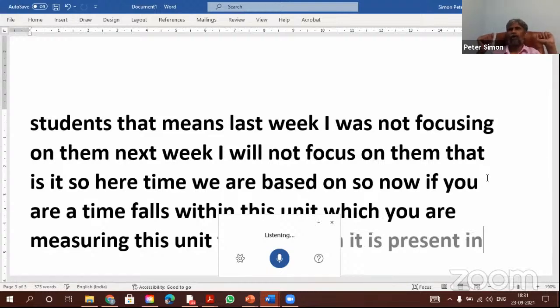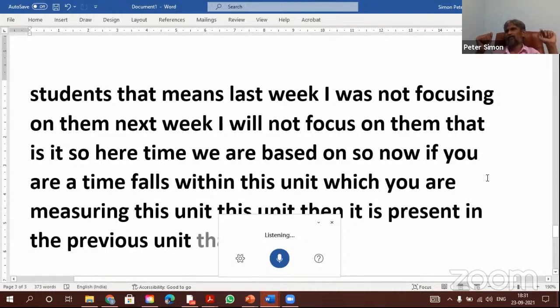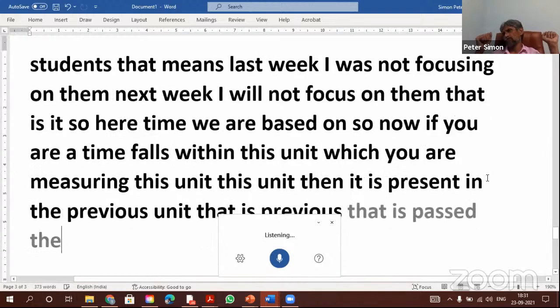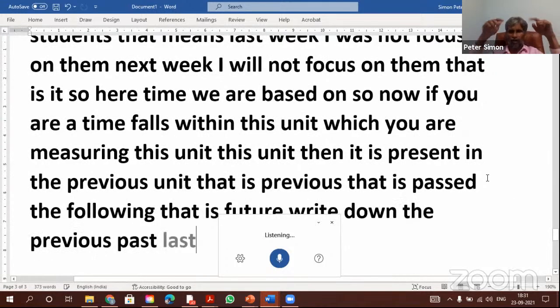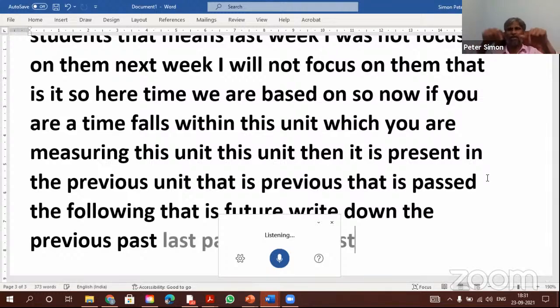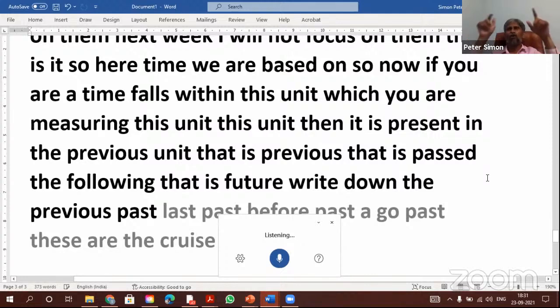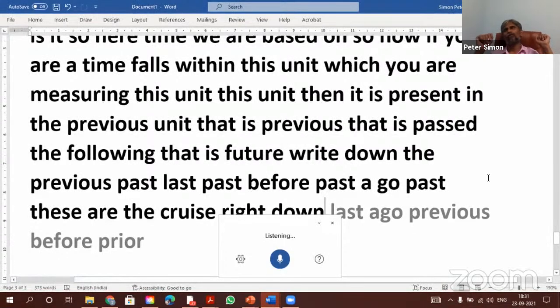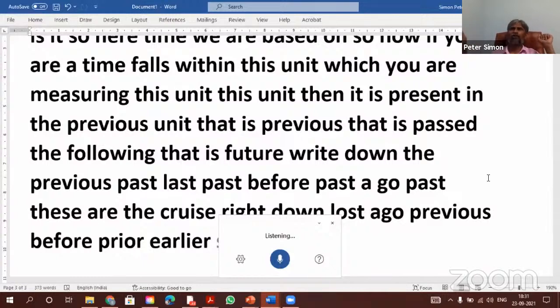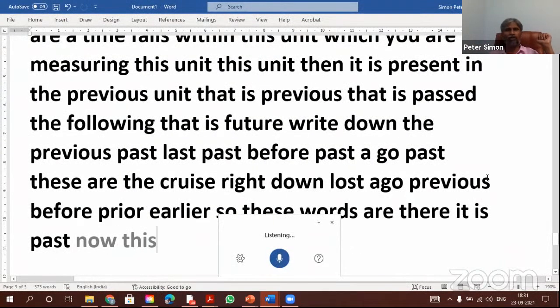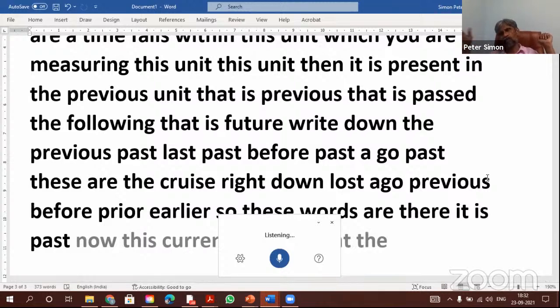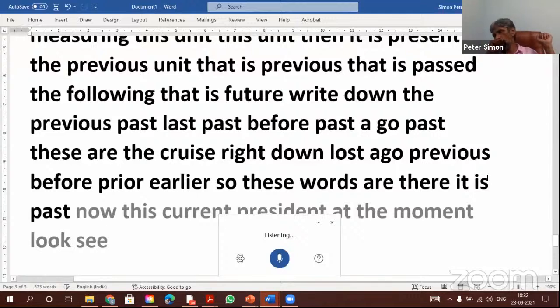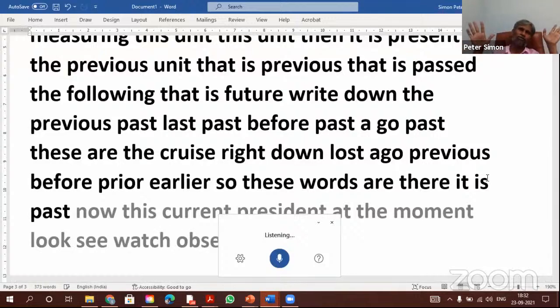Last, ago, previous, before, prior, earlier. So these words are there. It is past. Now, this, current, present, at the moment, look, see, watch, observe. This is present. Next, after, following, future, in the coming days, later. These words, 1 week later, later, future tense. So I hope you understand.